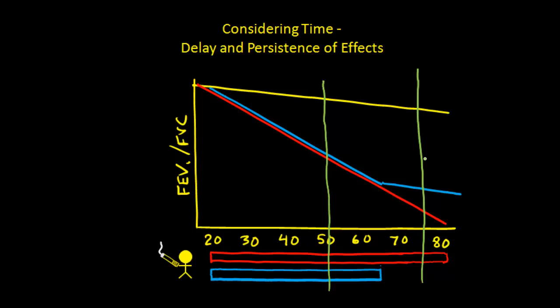But if the data were collected at age 75, this individual in the red would be coded as having had 55 years of exposure to tobacco smoke, whereas this person would only have an exposure of 45 years. The shorter exposure, the lower exposure, would be the reason that this individual in blue would be expected to have a higher FEV1 to FVC ratio at age 75 compared to this individual represented by red.